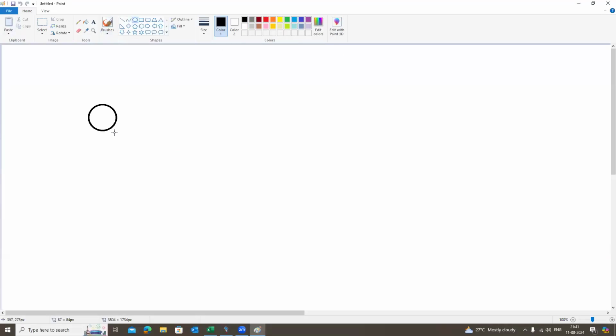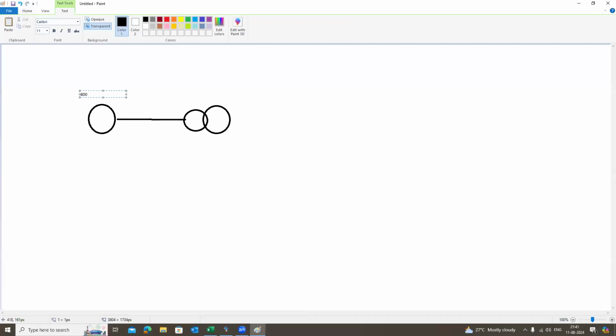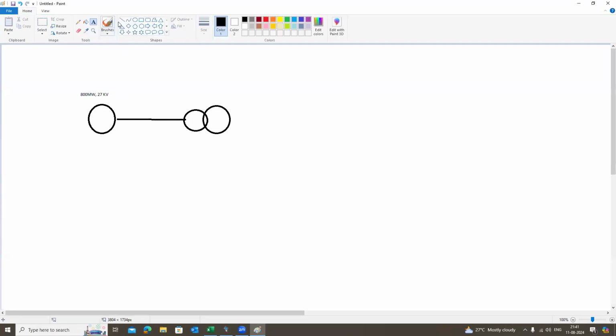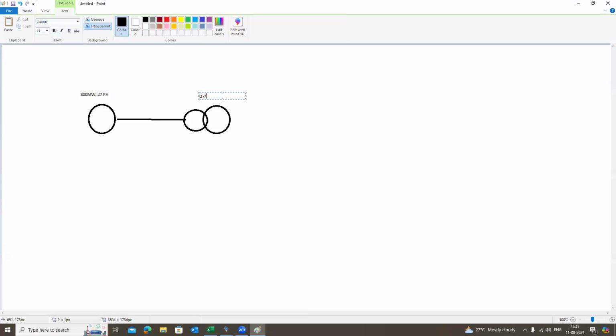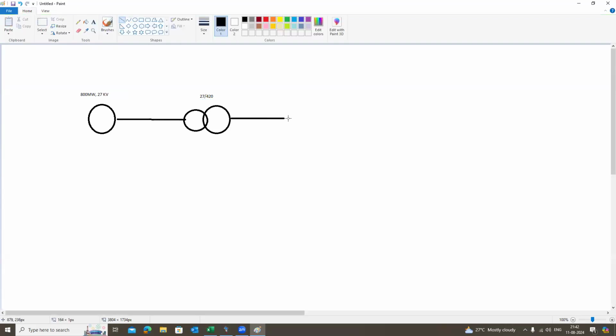So if you see here, this is your generator. The generator voltage will not be high voltage. Suppose you take a typical 800 megawatt generator, it will be something like 800 megawatt, 27 kV, right? And there is a generator step-up transformer which steps up the voltage from 27 to, let's suppose, 420 kV. And from here, it will be connected to the 400 kV grid, something like that.